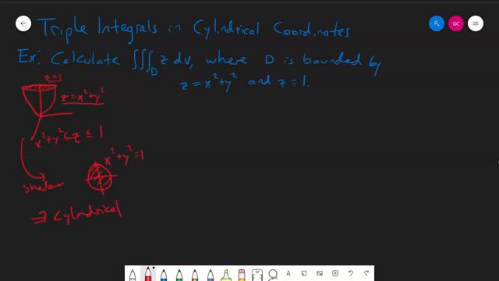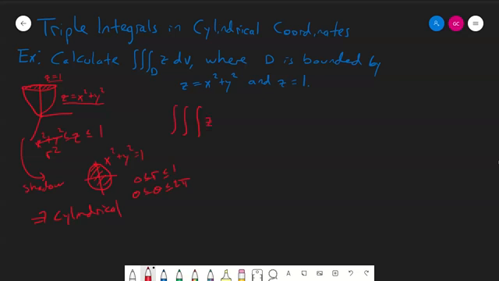So in cylindrical coordinates, z stays z, but x and y get rewritten in terms of r and theta. And well, from the shadow we see that r is between 0 and 1, and that theta is the full range between 0 and 2 pi. There's only one other change we should make, which is that the lower bound for z we called x squared plus y squared, but in cylindrical coordinates that's just r squared.